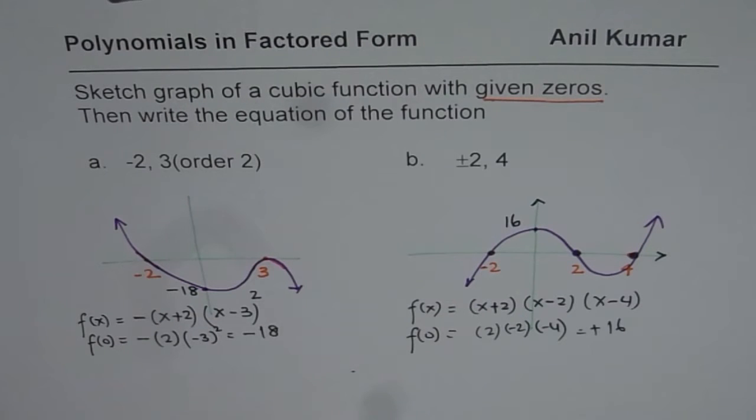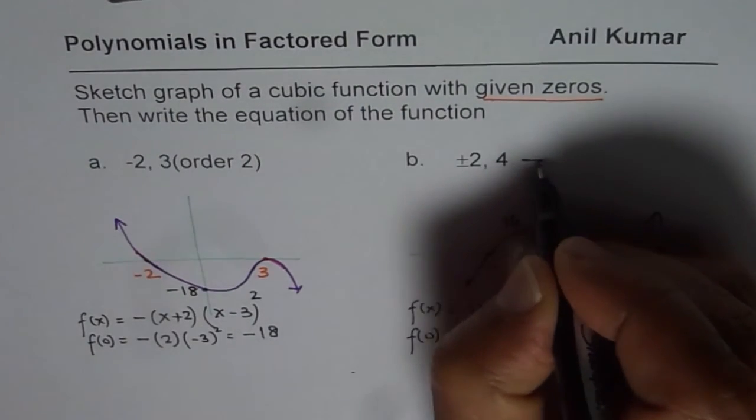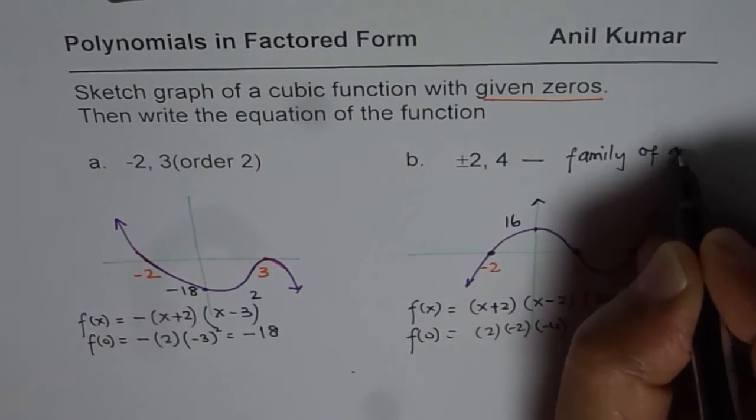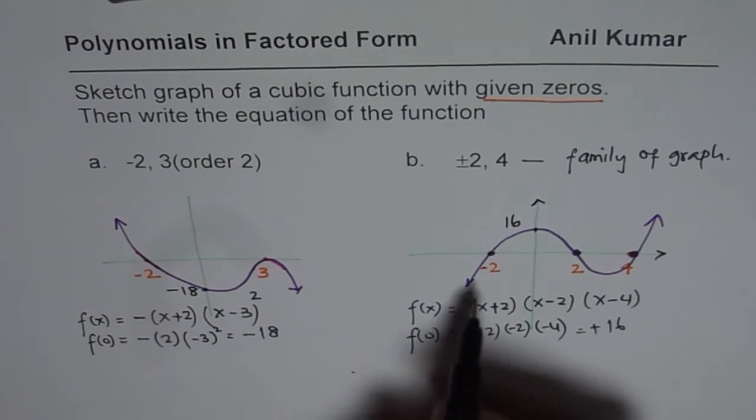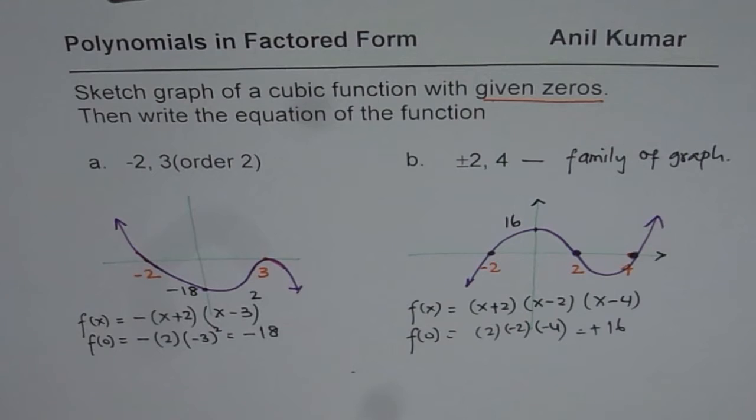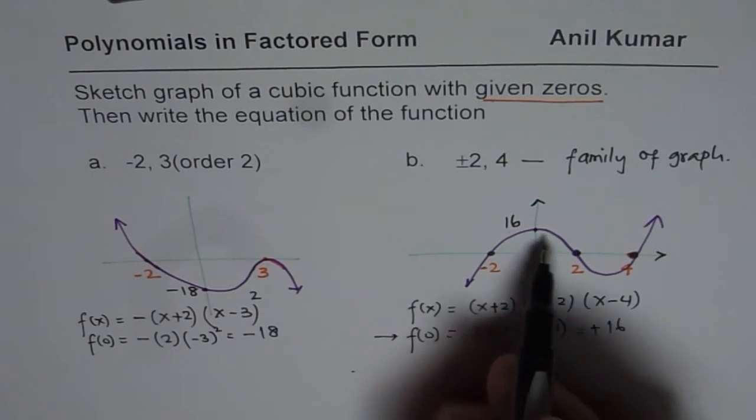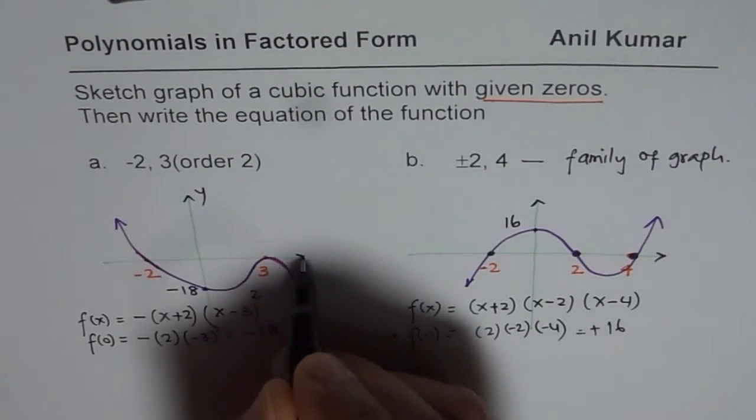I hope the concepts have come together and you have understood the whole concept. It's important to note that zeros will give us a family of graphs. But when I introduce the y-intercept, then we specifically give the equation of the graph. So this is unique. That is why we made our graphs unique by introducing the y-intercepts.